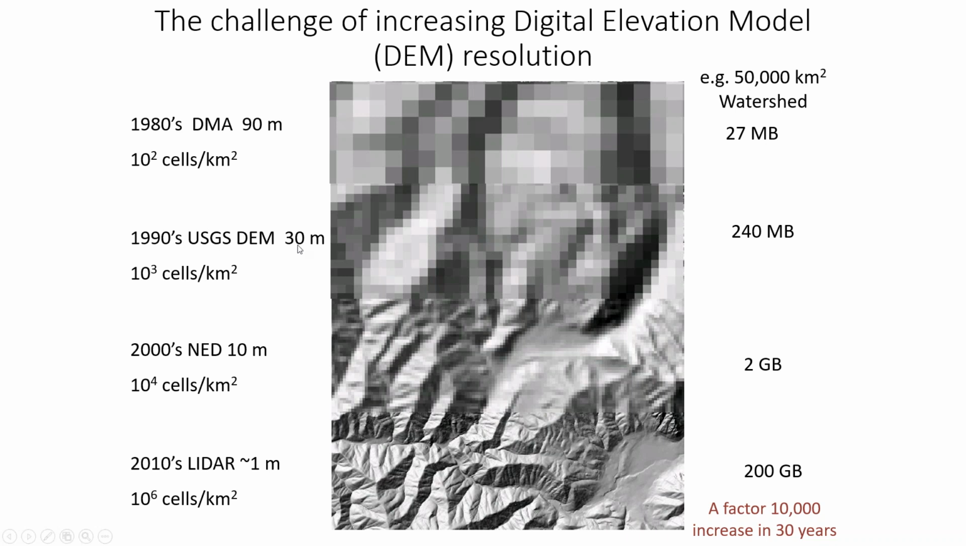Then we got the 30-meter digital elevation models come out from the USGS in the 90s. 2000, we got 10-meter data. And now we're working with 1-meter LiDAR data, and you're getting a lot more detailed resolution. But the same watershed would now occupy 200 gigabytes. That does actually challenge your computer and being able to work with it. There's been a factor of 10,000 increase in 30 years. So we're still pushing the limits of computation and trying to be efficient in the tools that we work with this data to be able to get information out of the rich detail that we see in this data.